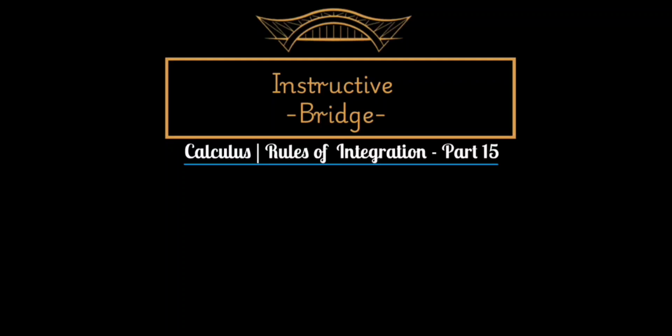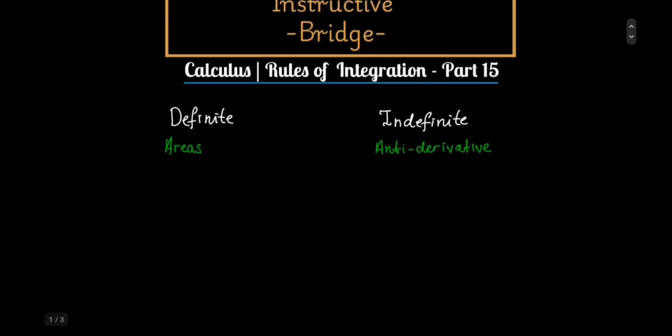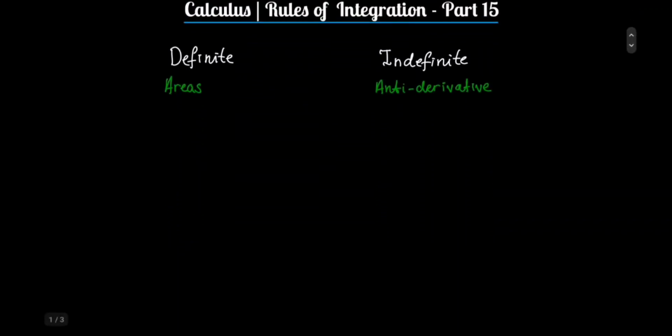Now, please recall from the last video, I introduced the concept of integration, which was divided into two categories: definite and indefinite integration. The first is used to find areas under curves, while the latter is used to find the antiderivative of a function. So today, we will be looking at the basic rules of integration and some basic examples.